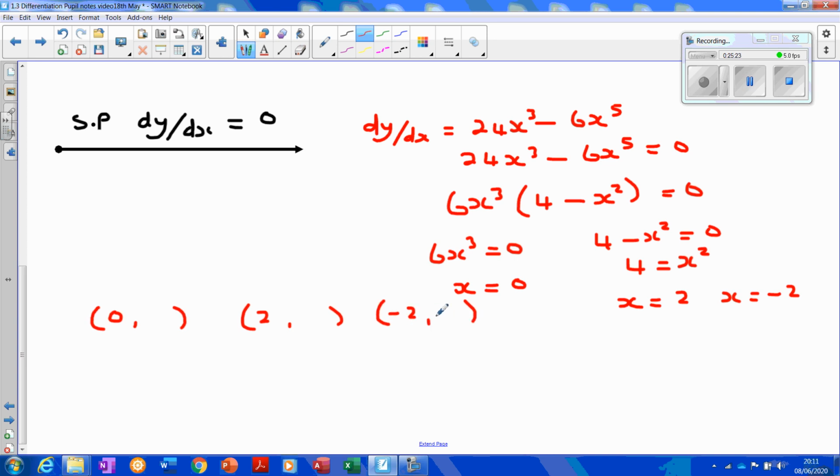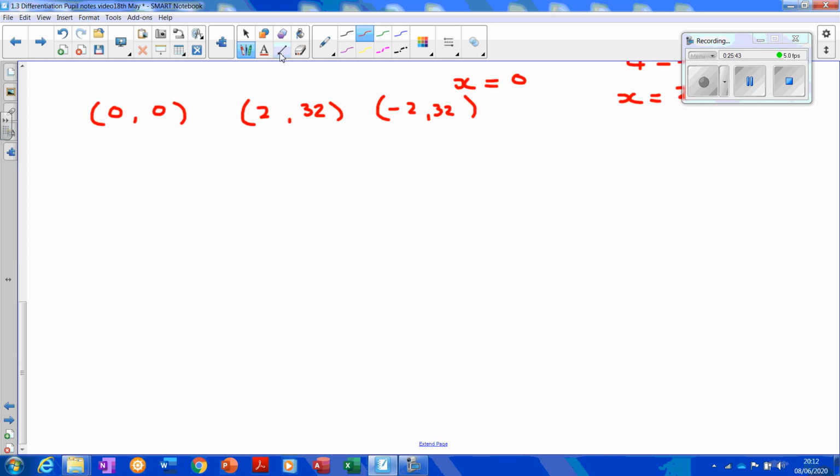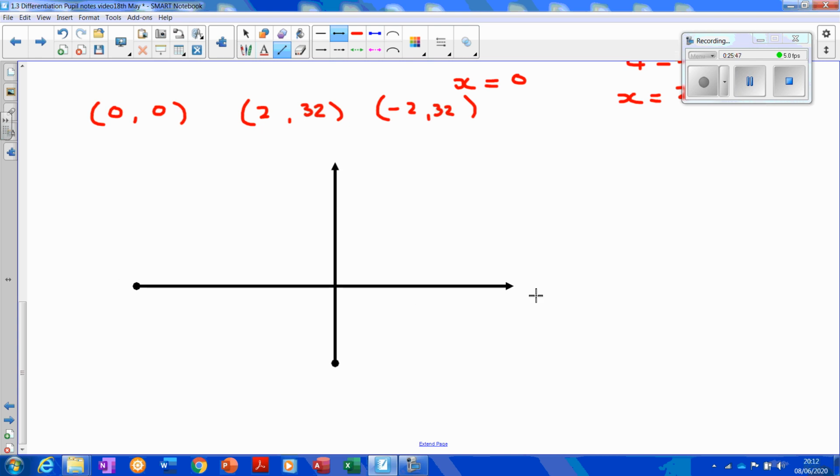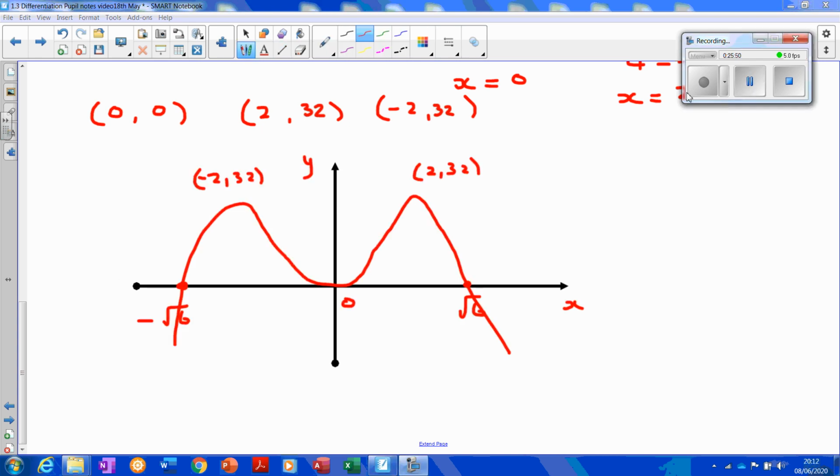Right, go back to your y coordinate and find out what y is equal to. I know the point 0, 0 is on this curve, so that's 0. Right, substitute 2 in, and you get an answer of 32 when you substitute in y. Do the same here, you also get 32. So now we're going to sketch that curve. Okay, so I've put all points in, draw your nice curve through them all.